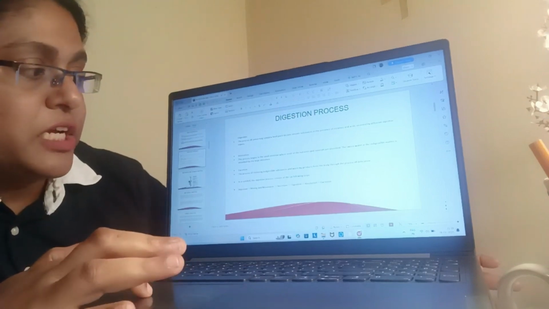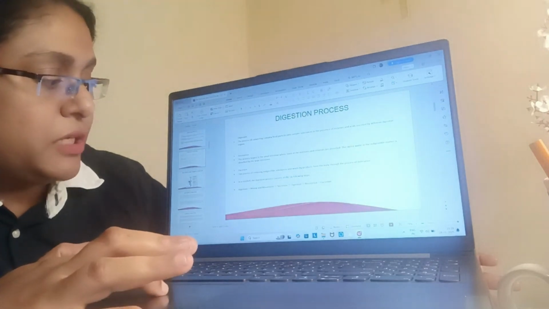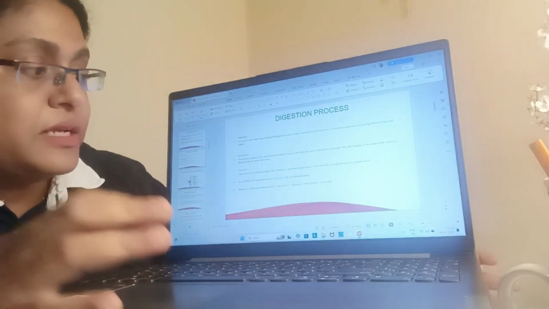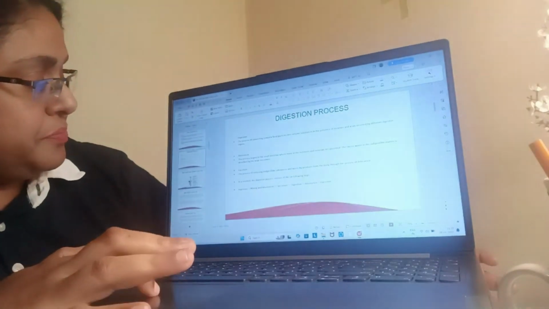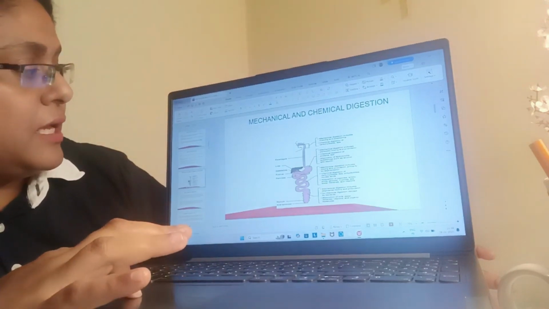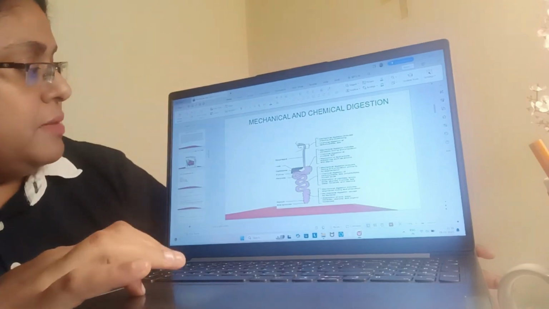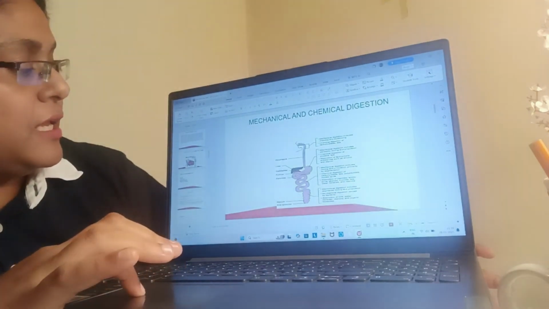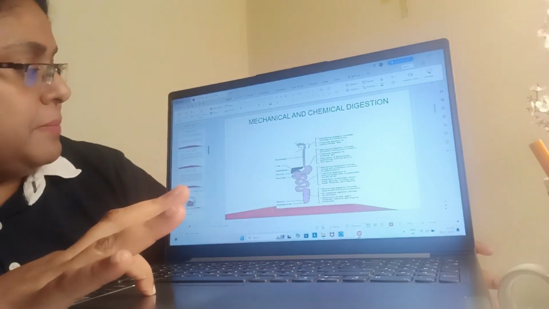In a nutshell, the digestion process consists of the following 6 steps we have already discussed: ingestion, mixing and movement, secretion, digestion, absorption, and excretion as well. Next, we'll talk in detail about the mechanical and also the chemical digestion. This is a diagram showing the mechanical and also the chemical digestion. We'll talk in detail about that.